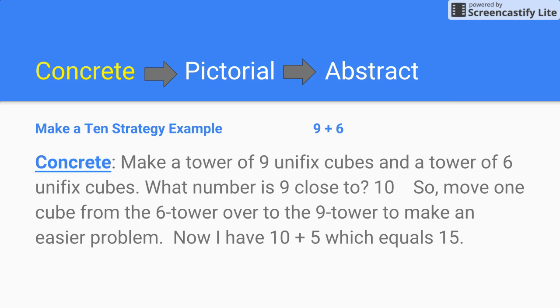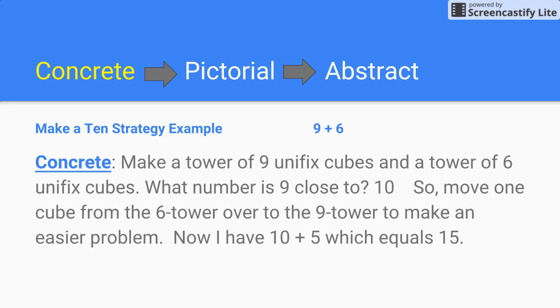Let's take the make a 10 strategy, for example, which would be included in this Part A. If we gave the students the problem 9 plus 6, and we were going to let them use counters, we might help them by asking them to make a tower of 9 Unifix cubes and a tower of 6 Unifix cubes. Now, to keep them from going back counting from 1, which many of them want to do, they'll count from 1 all the way up to the answer.